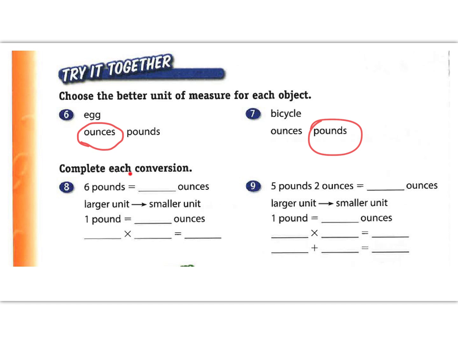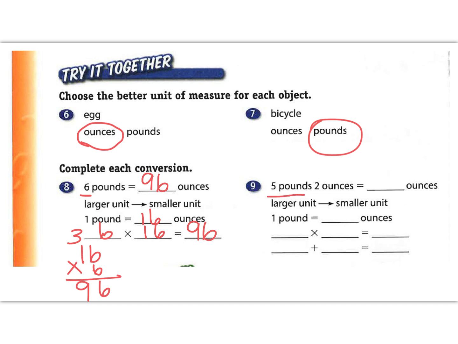This says, complete each conversion. 6 pounds equals how many ounces? Well, we know that 1 pound equals 16 ounces. So we need to figure out 6 pounds times 16 because we're doing 6 pounds, not 1. So 16 times 6, 6 times 6 is 36. 6 times 1 is 6 plus 3 is 9. So 6 pounds is the same thing as 96 ounces.